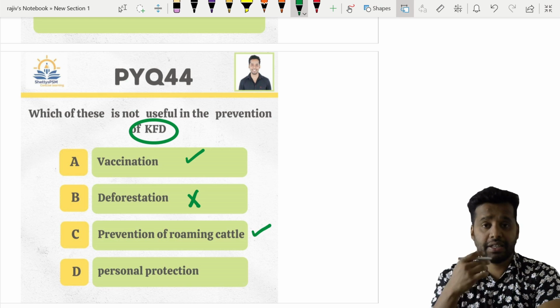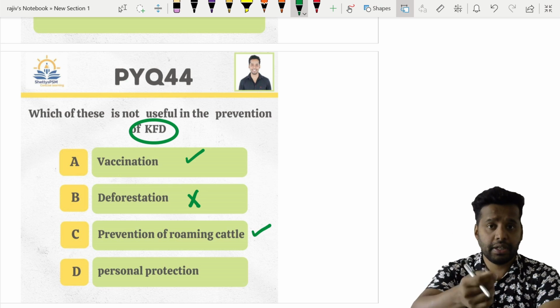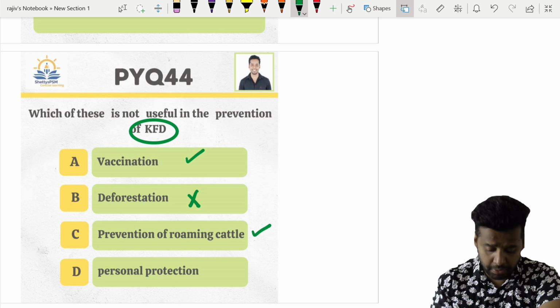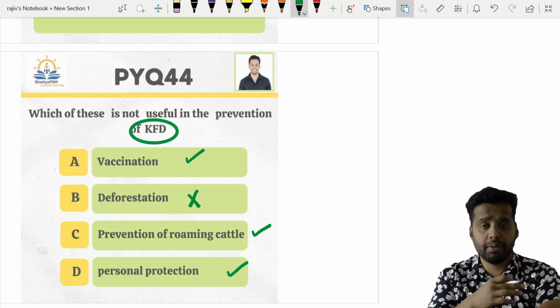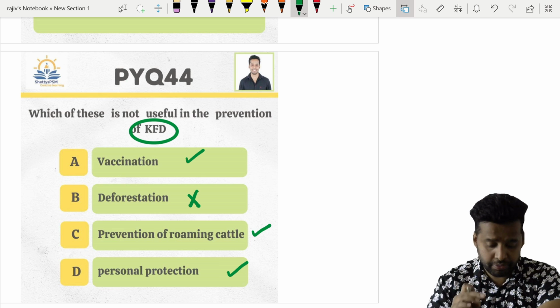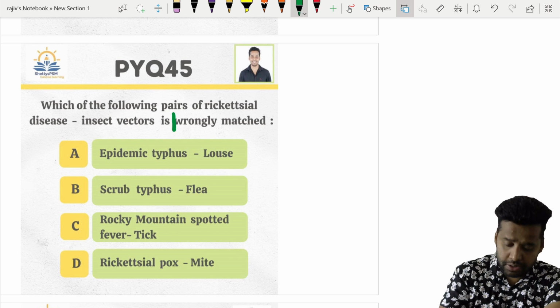Preventing roaming of cattle in the forest is important because cattle going into the forest are feeding the ticks, increasing the tick population, and personal protection. In order to prevent tick bite, we have to use tick repellents. Deforestation is not advised.